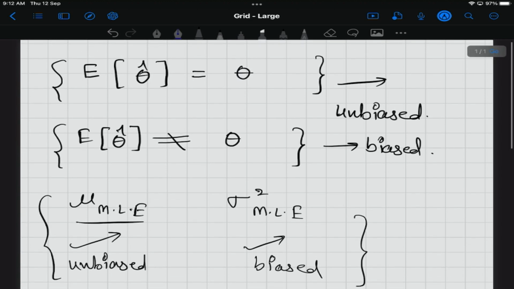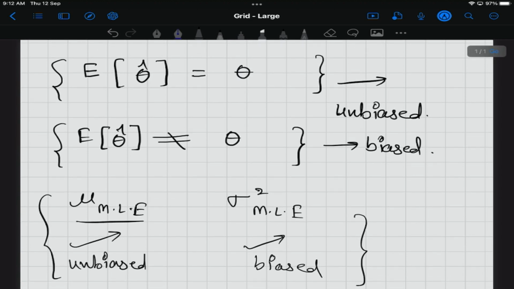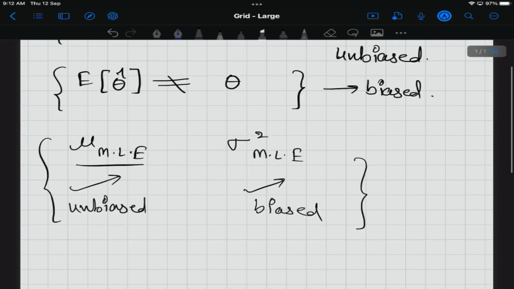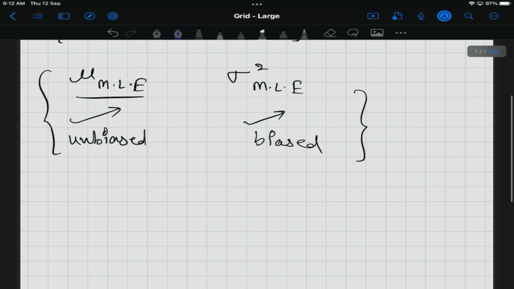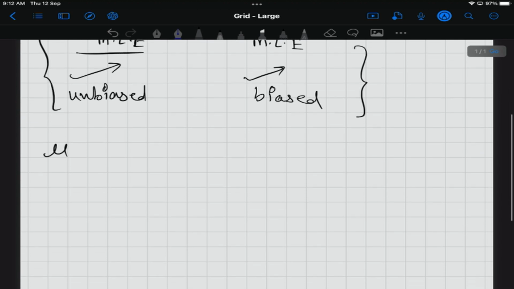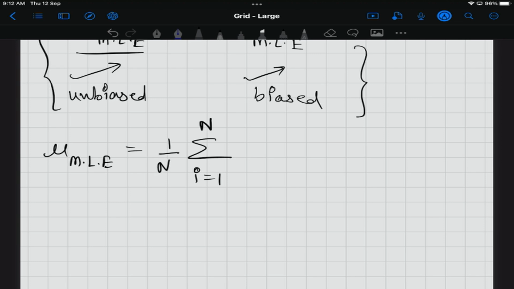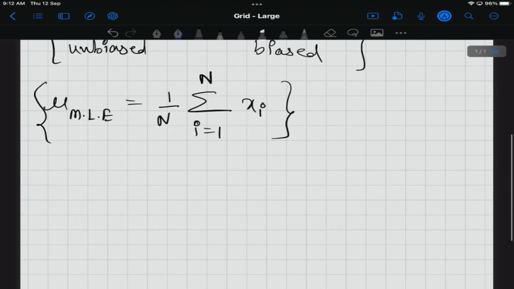Okay, so if there is bias in your estimation, you need to correct that bias. So we'll see how my mu is unbiased. If you have this estimate, maybe based on the finite number of samples given to you, 1 by n summation xi, this is your sample mean, or the mu estimated. So to this I am applying expectation.